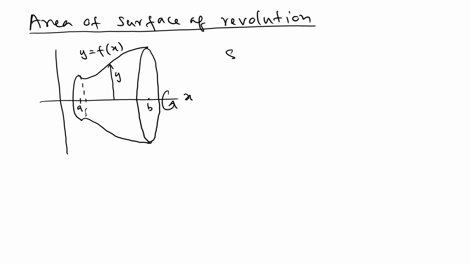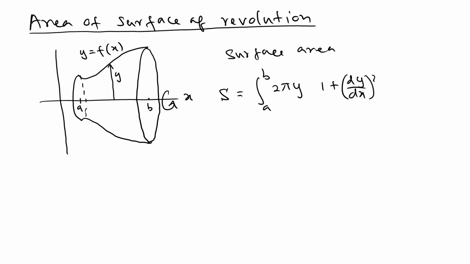So the surface area formula, I'm going to write it. The surface area S is given by the integral from a to b of 2 pi y, the height y, and then we have the exact same term from the previous arc length formula: the square root of 1 plus dy over dx squared, and this is dx. So that's the formula for the surface area.